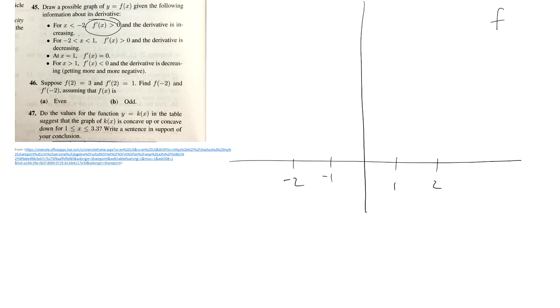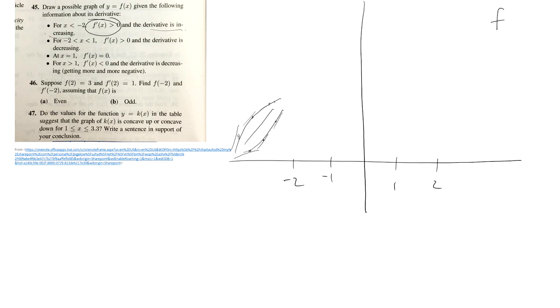So for the slope to be positive, it means it goes like this, or like this. But they're also telling us that the derivative is increasing. So f prime is increasing. Which one of these is the derivative getting bigger and bigger? Well, here the derivative or the slope is getting bigger and bigger. On this one, the slope is actually getting smaller.